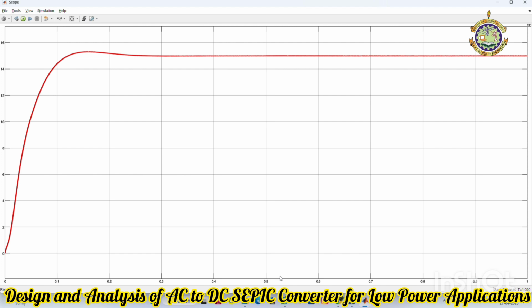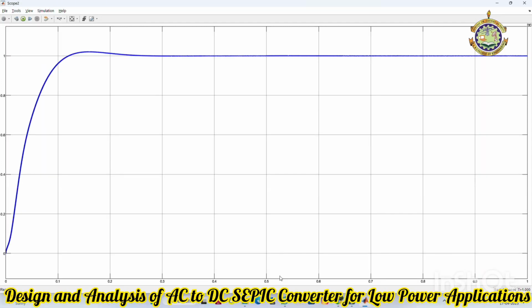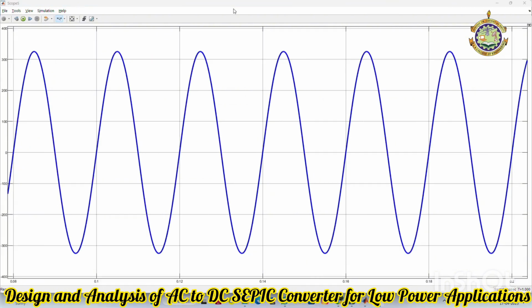This is the output voltage waveform with the minimum ripple content of 15 volt DC. This is the output current waveform with the minimum ripple content of 1 amp DC. This is the input current waveform which has minimum ripple, resulting in a very low THD percentage.